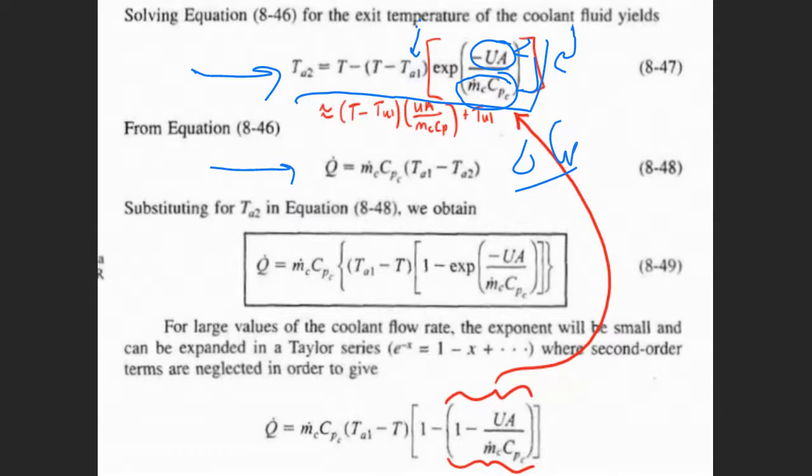Okay. But it is important to understand why we are making the assumption that we will always have a large enough mCp here so that this term goes to 0. So no rule of thumb exists. Okay, questions, more questions.